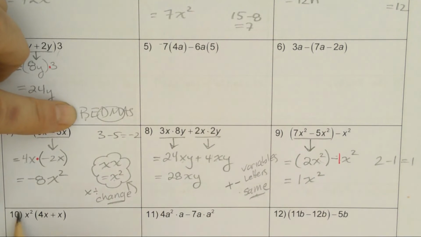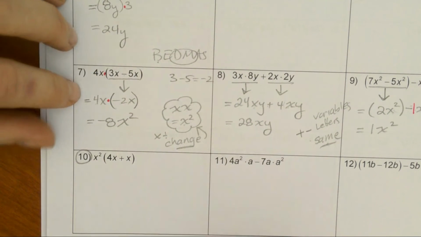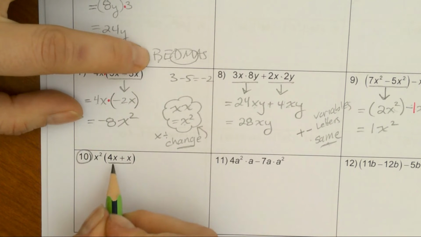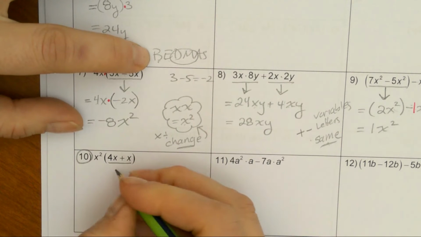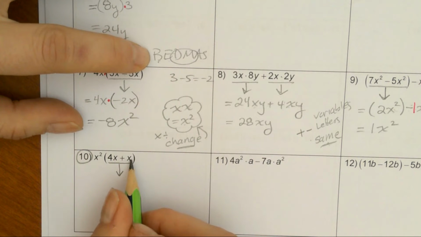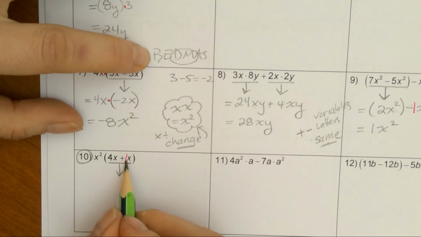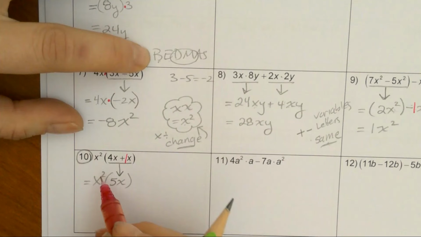Let's do number 10. BEDMAS inside the brackets. This is an x, this is an x, so they are like terms, so I can put them together. So 4x plus x. Well, remember there's a 1 hiding there. So 4x plus 1x is 5x. Keep my brackets. Copy, copy. Same, same. Now, this is a multiply because I have something touching a bracket.